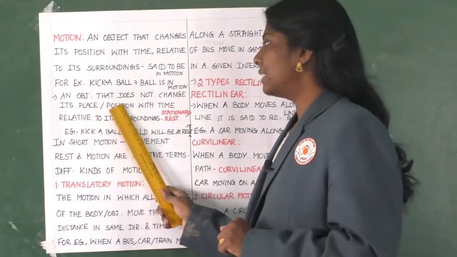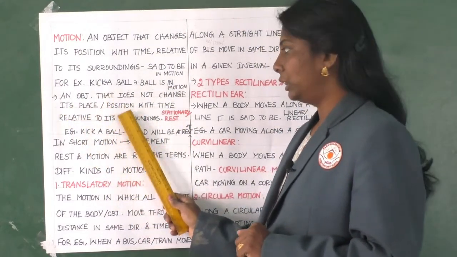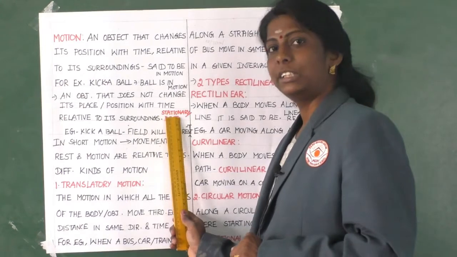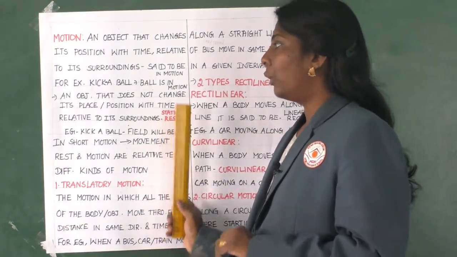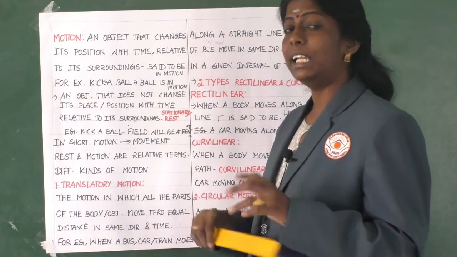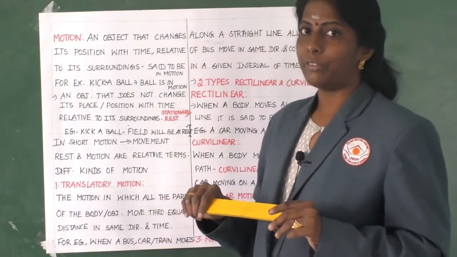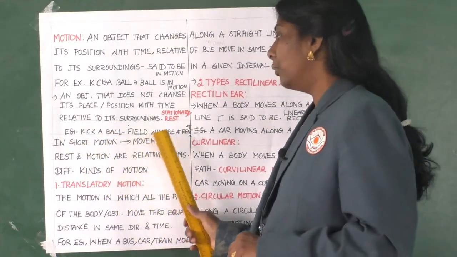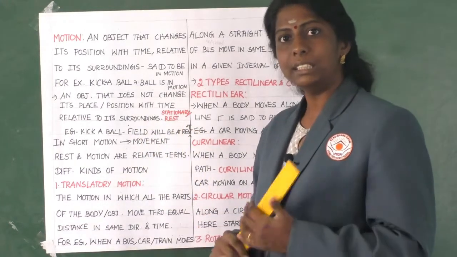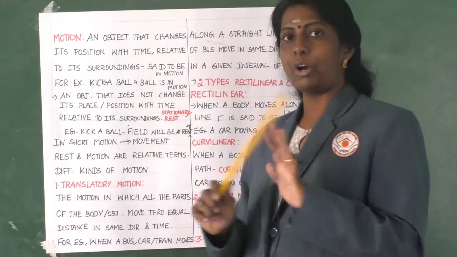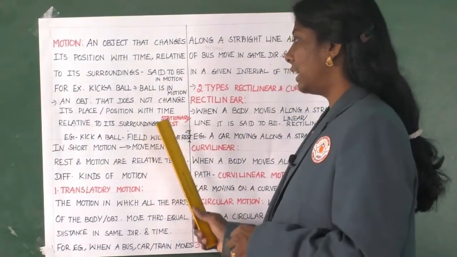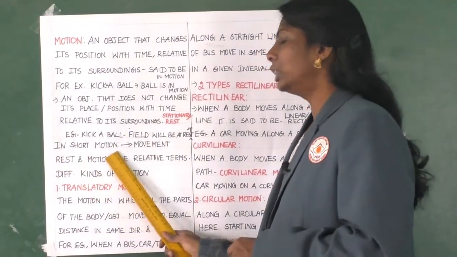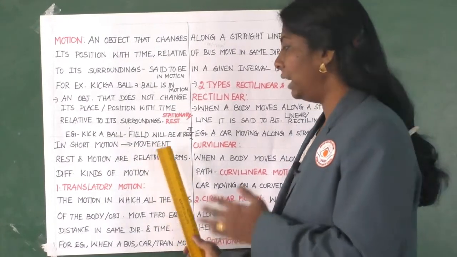An object that does not change its place or position with time relative to its surroundings is said to be stationary or at rest. For example, when you kick a ball, the ground will be at rest. The position of the ground will not change. That is one example for stationary or rest. Next, in short, motion is nothing but movement.